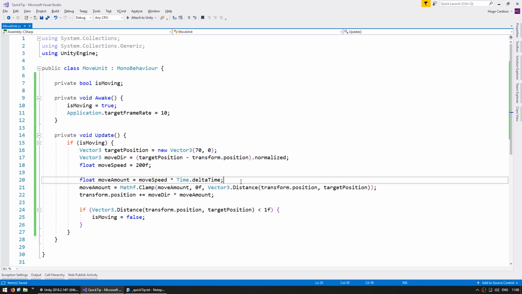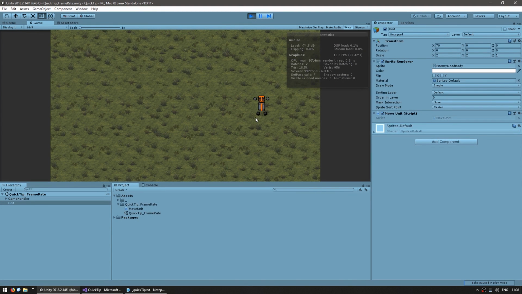So now let's see the code. There's the unit, and yep, as you saw, it went to the target position and it stopped right there. So now our code works both at a high frame rate and at a low frame rate.